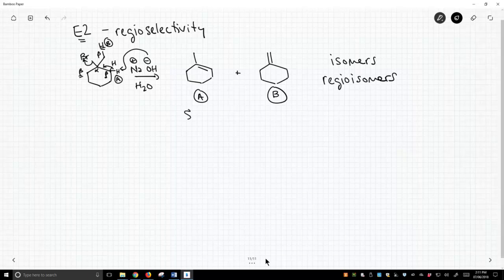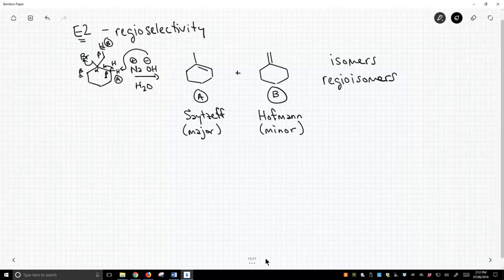Compound A is called the Zaitsev product, and compound B is called the Hofmann product. And we'll say how they got those names. The Zaitsev product in an E2 reaction is typically the major one, and Hofmann is typically the minor one. So why is Zaitsev the major?